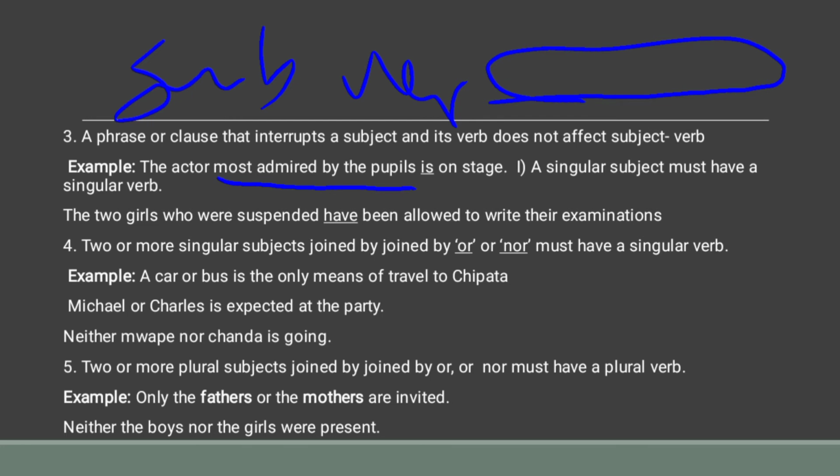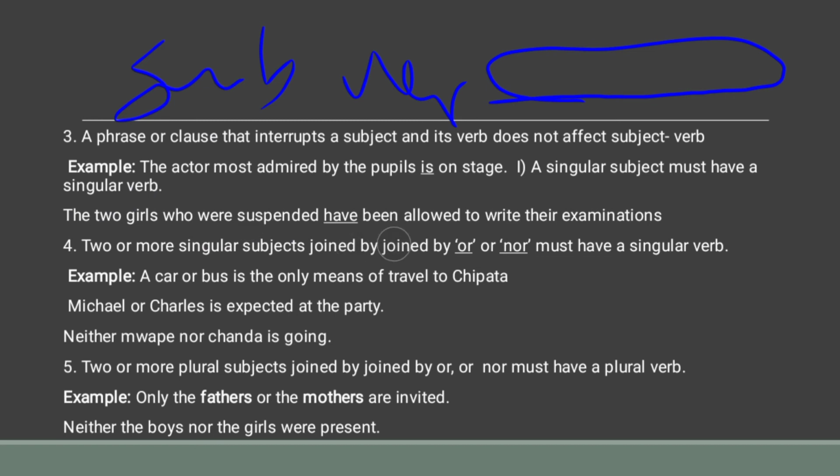Example number 2. The 2 girls who were suspended have been allowed to write their examinations. The 2 girls, that's our subject, but there is an interrupting phrase here, who were suspended. That has no effect on the subject-verb agreement. We will still maintain our subject, which is the what? The 2 girls. And we use have because they are 2. Simple. That's rule number 3.